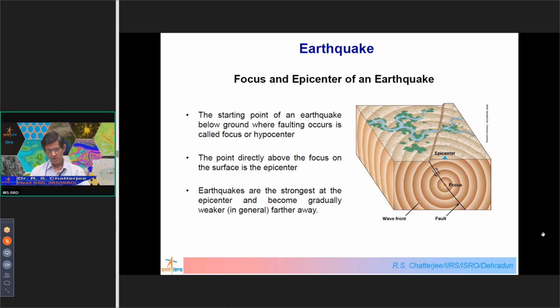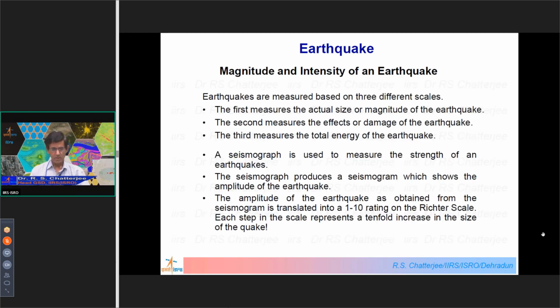In and around the epicenter, in general, the earthquake is very strong and the maximum damage takes place. As you go away from the epicenter, the damage gets reduced, and the strength of the earthquake also gets reduced.